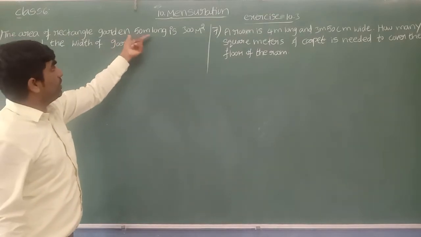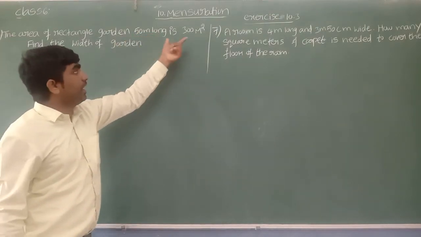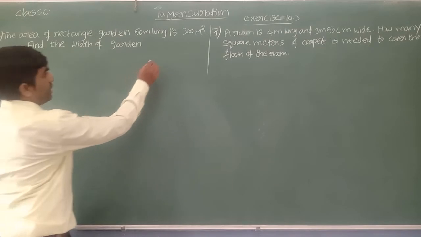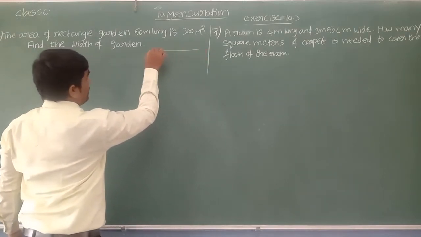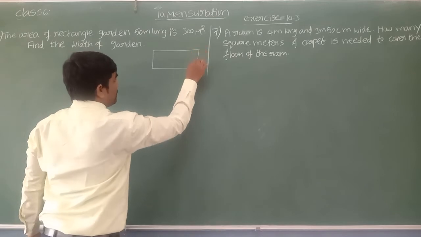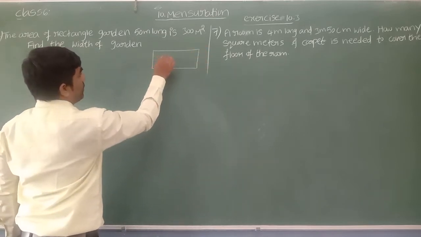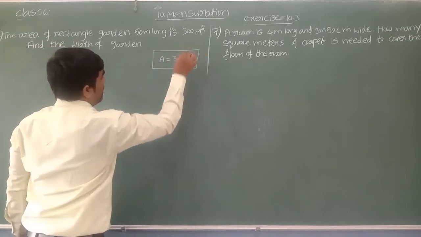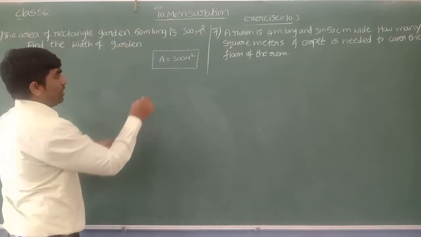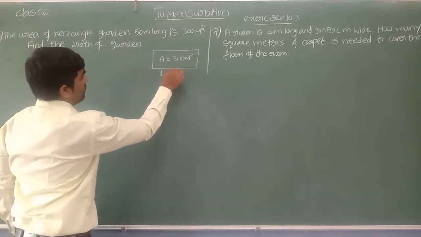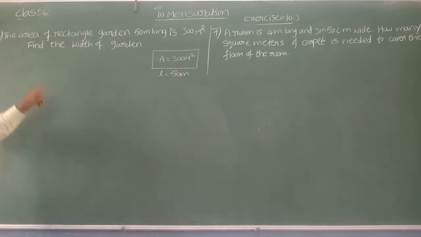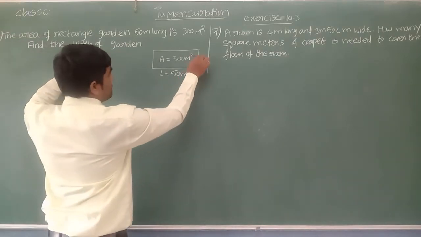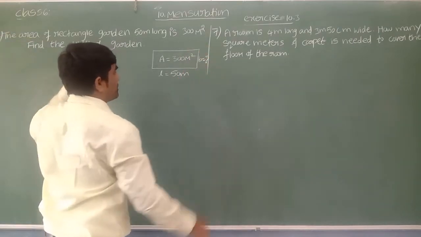The question gave the length of the garden as 50 meters and the area as 300 square meters, and asks us to find the width of the garden. So let us draw the figure. It is a rectangular garden. Area we can denote with A generally. Inside the rectangle is 300 square meters. 50 meters long, long means length. We are asked to find the width. Width is also called breadth.